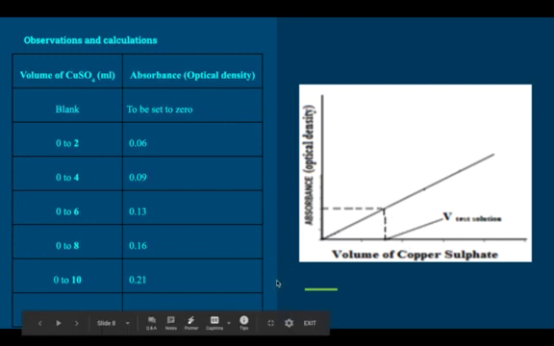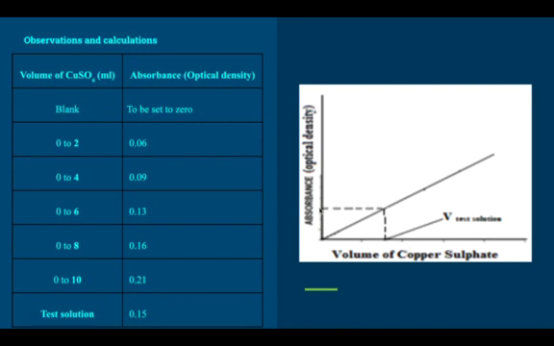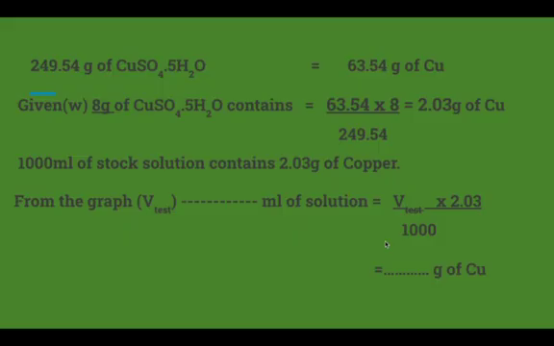See here, for the test solution you are getting an absorbance of 0.15. So you plot 0.15 on the absorbance axis, which corresponds to the test solution. You extrapolate to where it touches the calibration curve, and from there you extrapolate downward. This will give you the volume of copper sulfate that is present in the test solution. So now the volume of copper sulfate in the test solution is known to you.